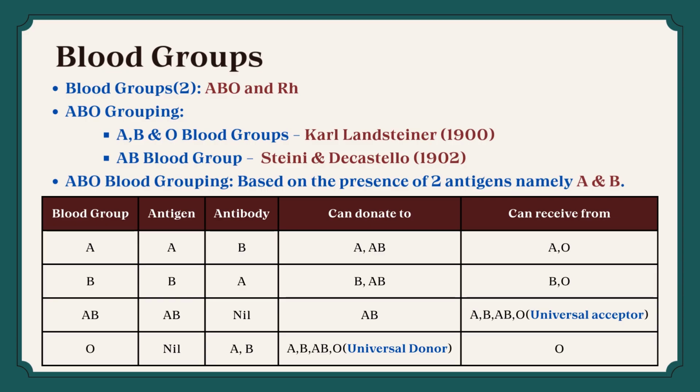Blood group B has antigen B in their RBC and A antibody in their plasma. They can donate to B blood group and AB blood group. And they can receive blood from B blood group and O blood group.